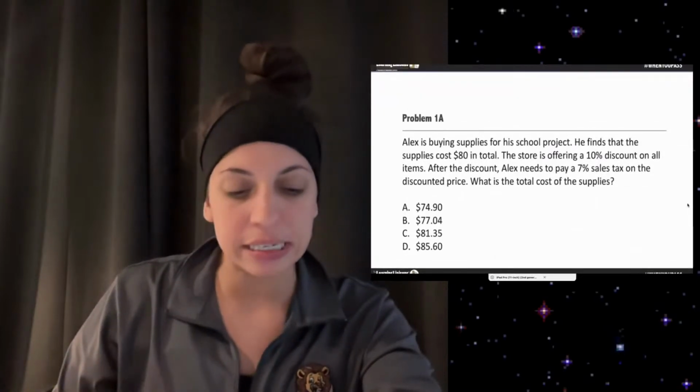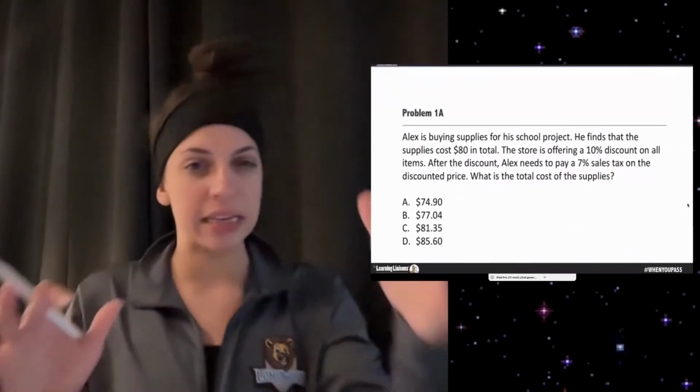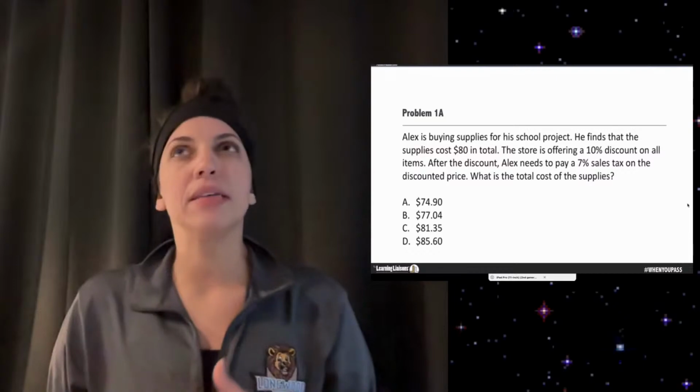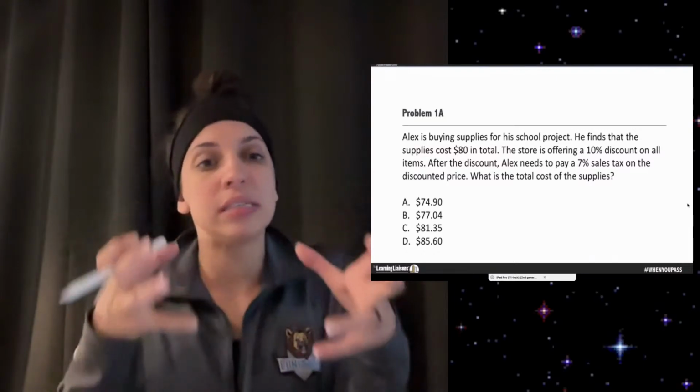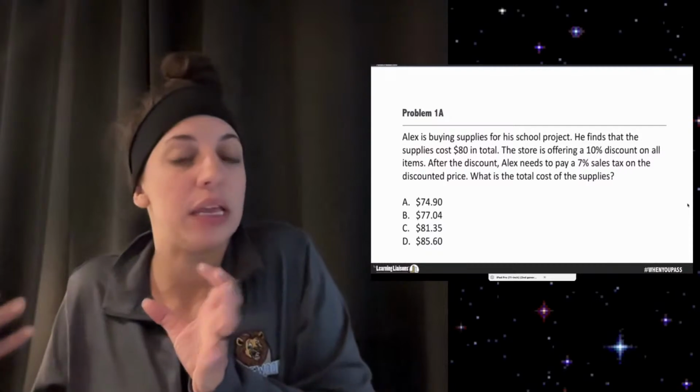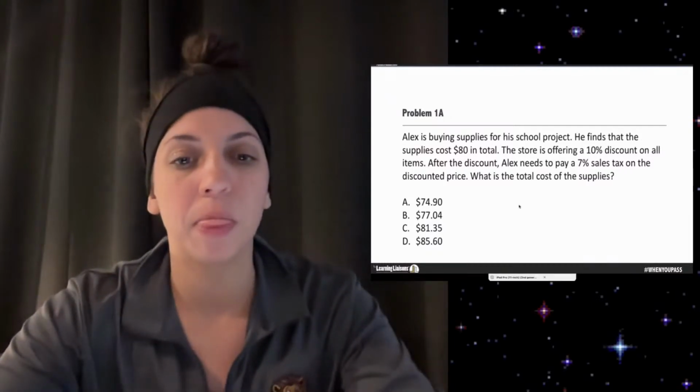So you're going to notice today a few problems as like a 1A, 1B, because I really thought it was important to show you that one scenario could be asked in multiple ways. So let's go ahead and read this problem.